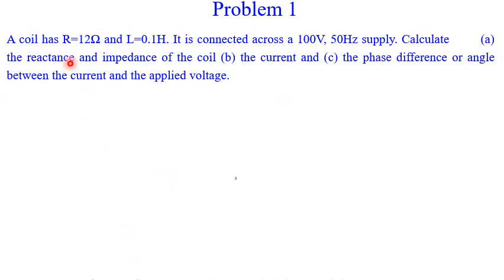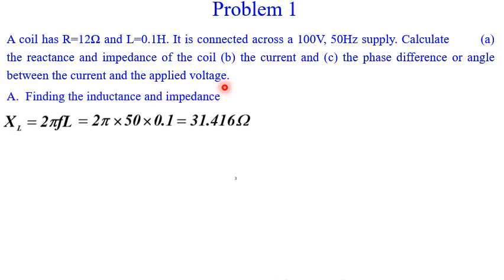We are given our first question. A coil has R equal to 12 ohm and inductance equal to 0.1 henry. It is connected across a 100 volt, 50 hertz supply. Calculate the reactance and the impedance of the coil. To calculate the reactance, XL is equal to 2 pi F L. So it is 2 pi, our frequency is 50 and our inductance is 0.1. We multiply and get 31.416 ohm.